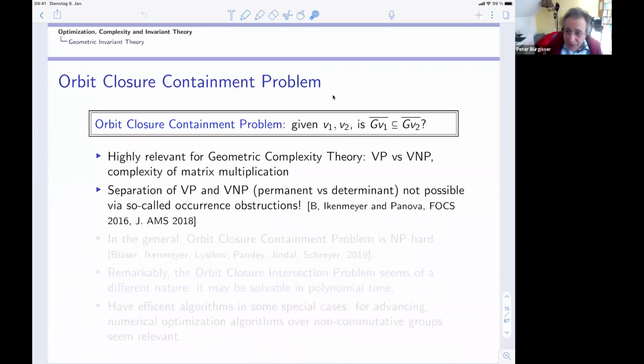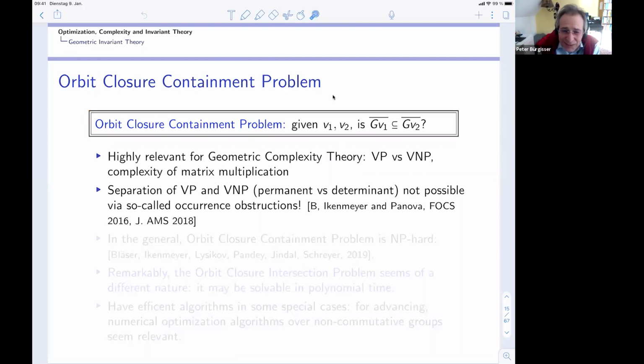So there is a related problem. This can be very confusing. The orbit closure containment problem, which I discussed with Marcus. What is this? You have two vectors, V1 and V2. Now you ask, is one orbit closure contained in the other? It looks quite similar to the other one.